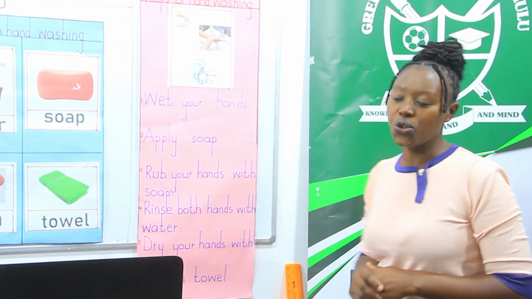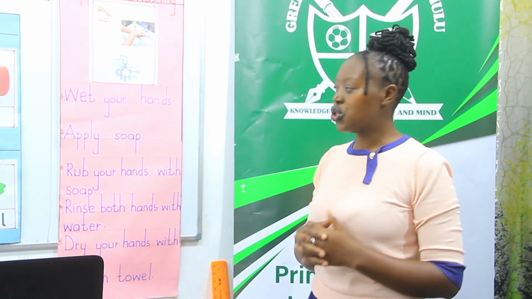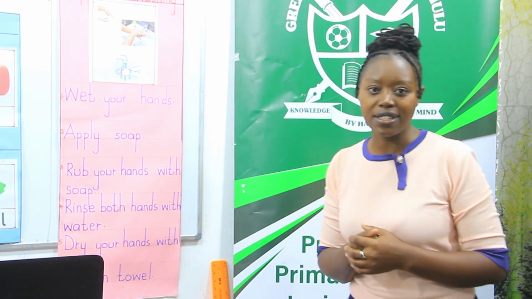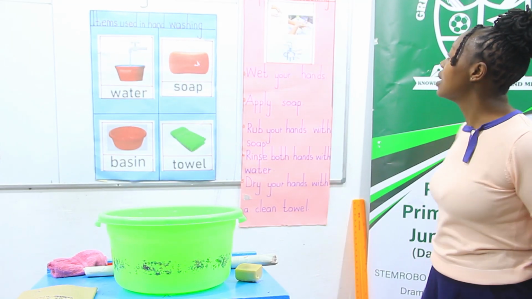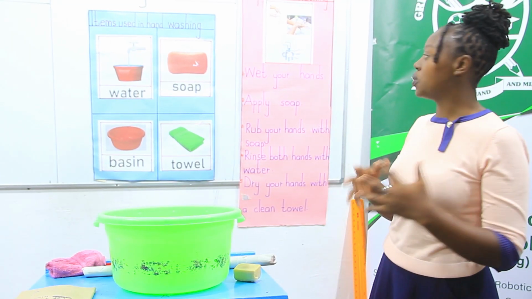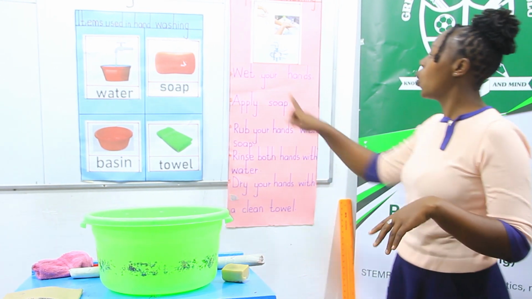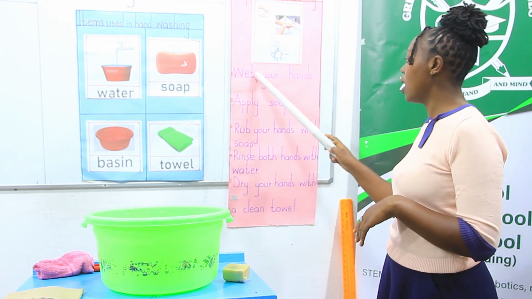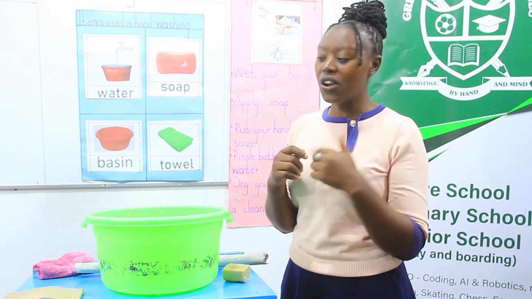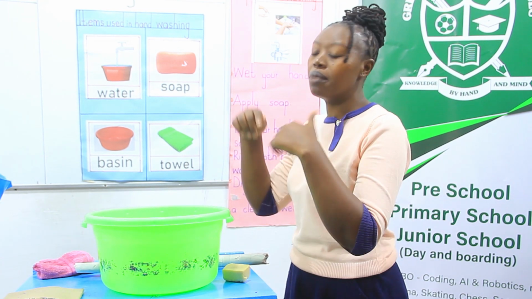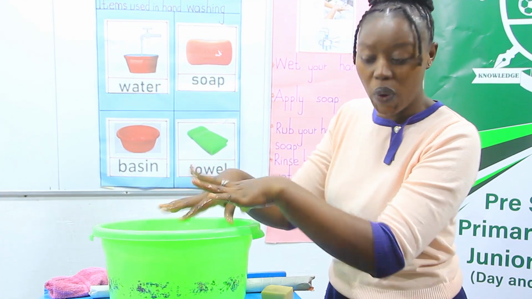Learners, I've taken you through the steps we use for hand washing. Now, I'm going to show you how to wash your hands very well. As I had said earlier, I had shown you the steps we'll be taking when washing our hands. And I said the first step is to wet your hands. So I'm going to wet my hands. And I said I don't have a running water in a tap, so I'll be using a jug. Okay? My hands are now wet.